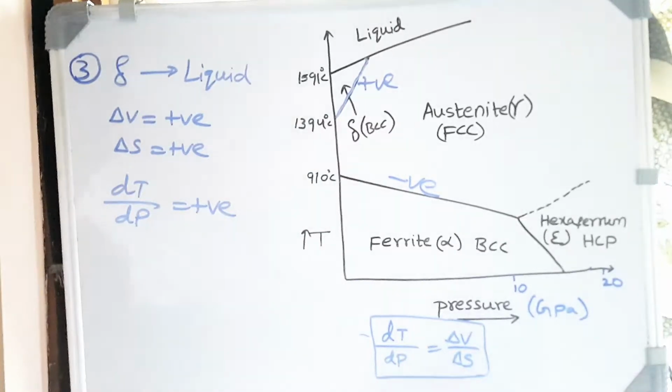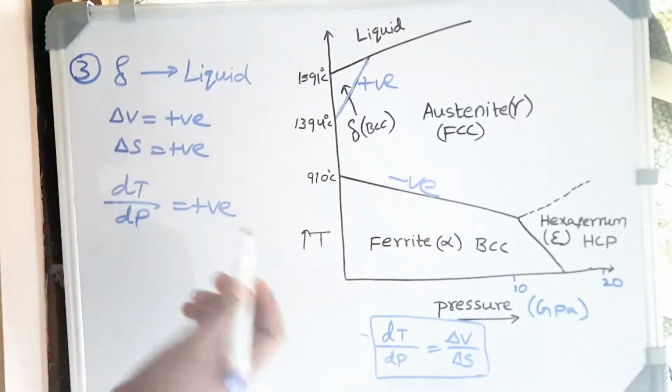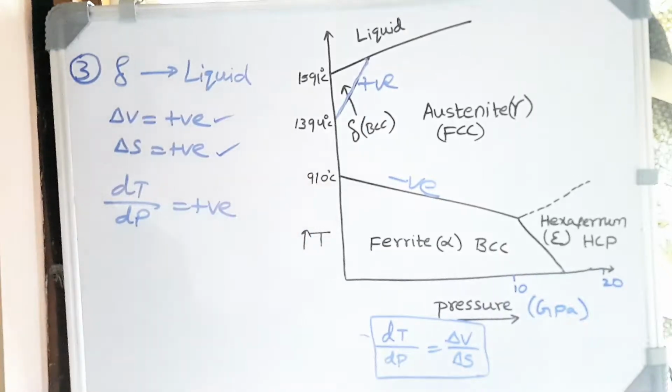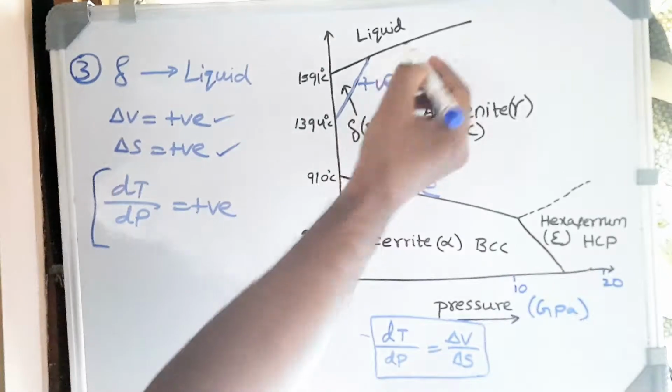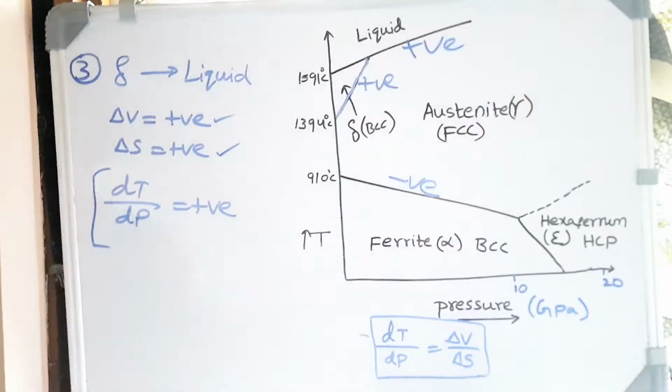So friends, if we consider the transformation of delta to liquid, of course liquid is having more volume and entropy is also more for liquid compared with the solid. So here also we get dT/dP, slope of the curve is positive. So this curve is also having positive slope.